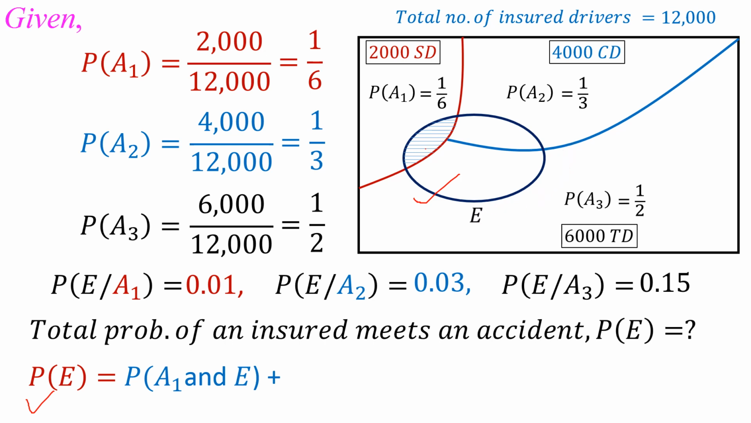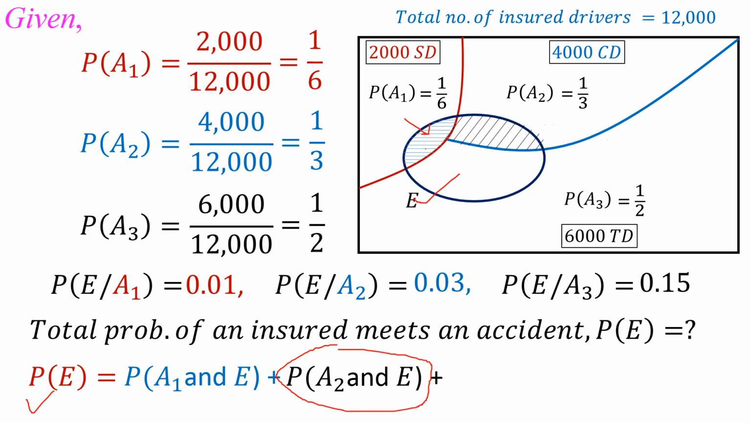Now please see, there is a shadow line here. This shadow line means the chance that the accident will actually be made by the scooter driver. To this extent, the scooter driver will meet an accident. And similarly, what is the chance that the accident will be made by the car driver? This means the simultaneous happening of A2 and E.